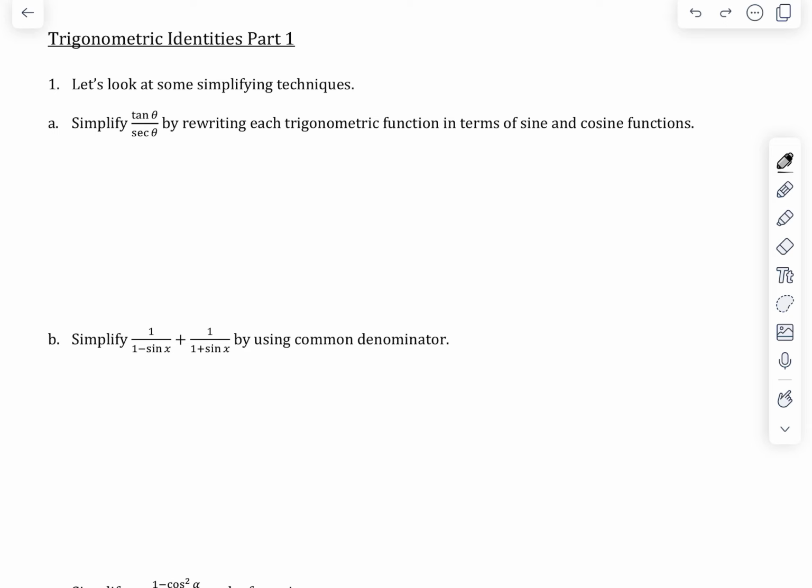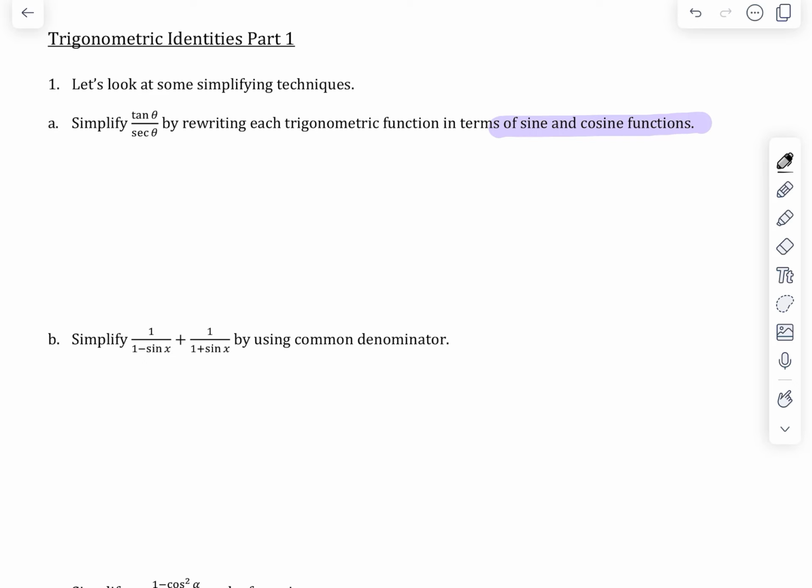So the first one we're going to do is simplify tangent over secant. And we're going to do this by doing something that is very, very common in trig identities, which is to rewrite everything in terms of sine and cosine. So how we're going to do this is we're going to use our known trig identities from before. That's going to include our reciprocal identities, our quotient identities, our Pythagorean identities, and so on.